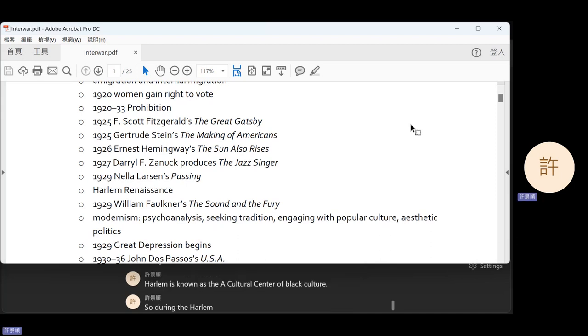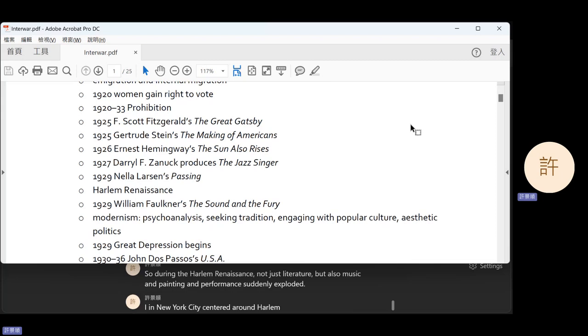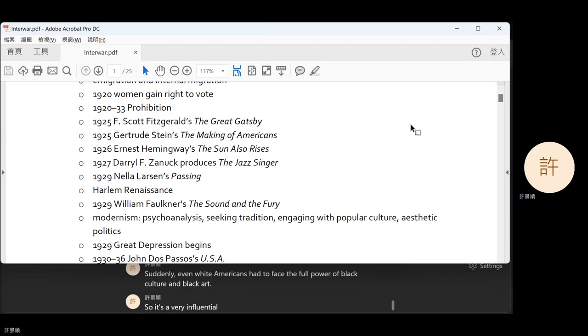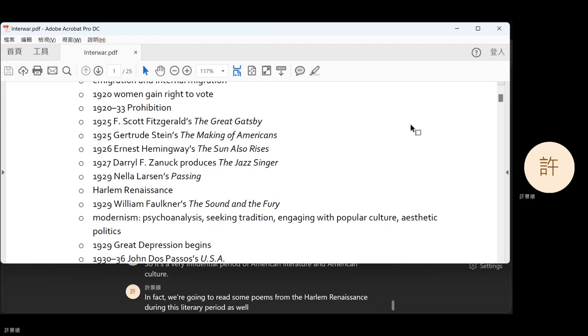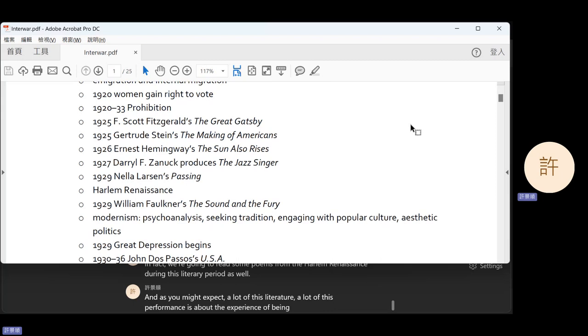So during the Harlem Renaissance, not just literature, but also music and painting and performance suddenly exploded in New York City, centered around Harlem. Suddenly, even white Americans had to face the full power of Black culture and Black art. So it's a very influential period of American literature and American culture. In fact, we're going to read some poems from the Harlem Renaissance during this literary period as well. And as you might expect, a lot of this literature, a lot of this performance is about the experience of being Black in a white racist society.